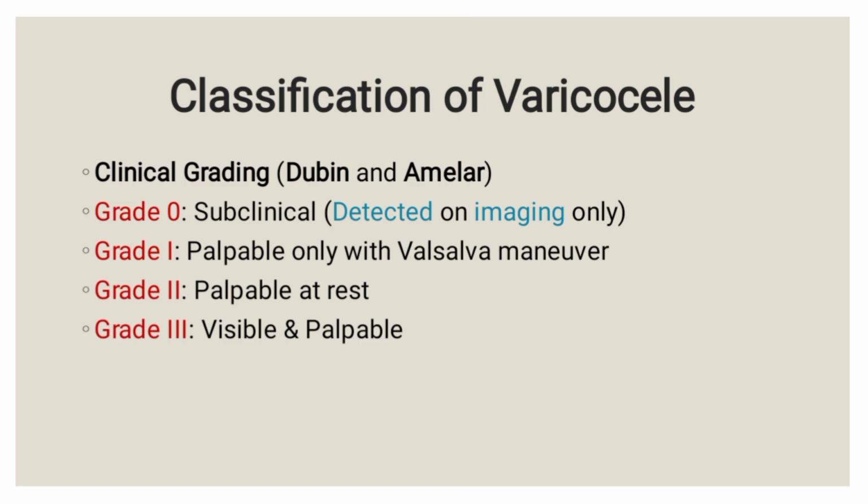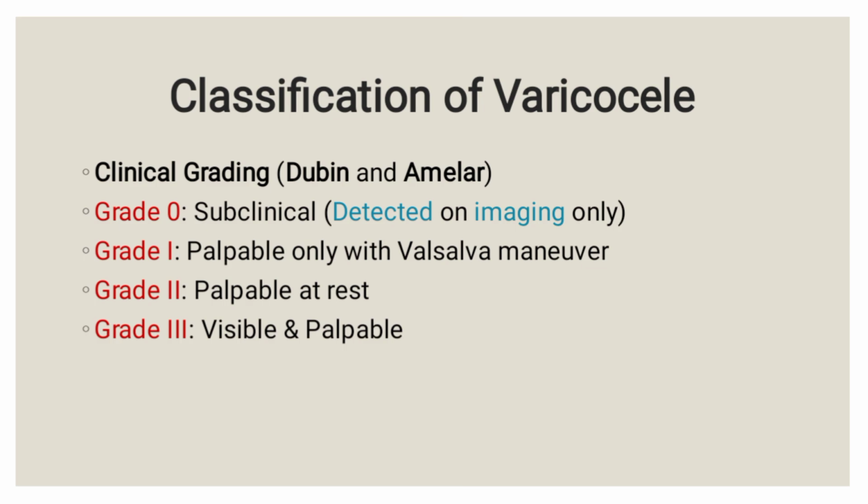Classification of varicocele. Clinical grading by Dubin and Amelar shows four grades of varicocele. Grade 0 is subclinical, which is detected on imaging only, like on Doppler ultrasound. Grade 1 varicoceles are palpable only with Valsalva maneuver. Grade 2 varicoceles are palpable at rest, and grade 3 are visible and palpable varicoceles.